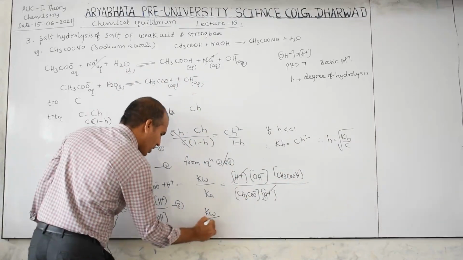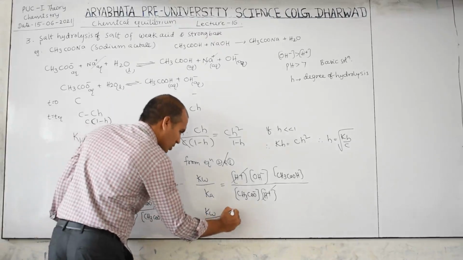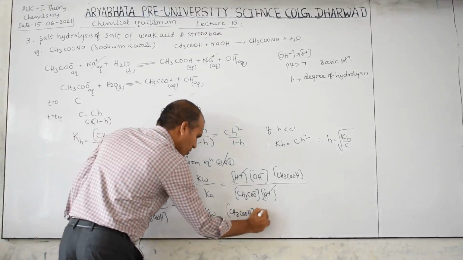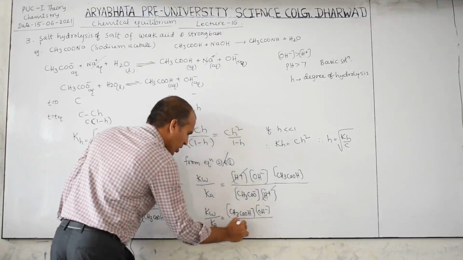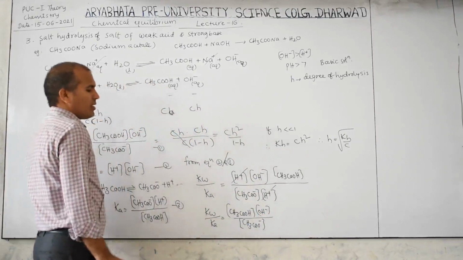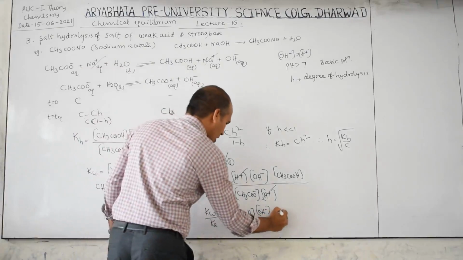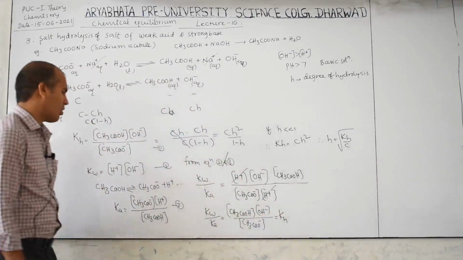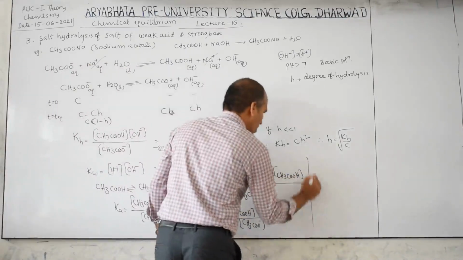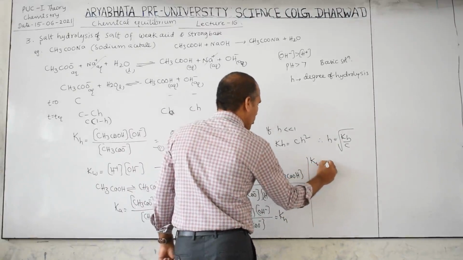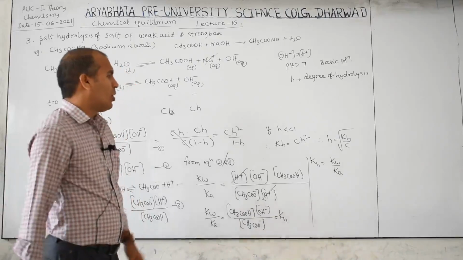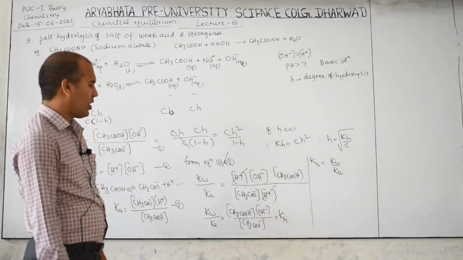Therefore Kw by Ka is equal to CH3COOH concentration times OH minus ion concentration, denominator CH3COO minus concentration. This is exactly equal to which one? KH. Therefore, Kw by Ka is equal to KH. Now, KH is equal to Kw by Ka. We know this is a formula for KH.